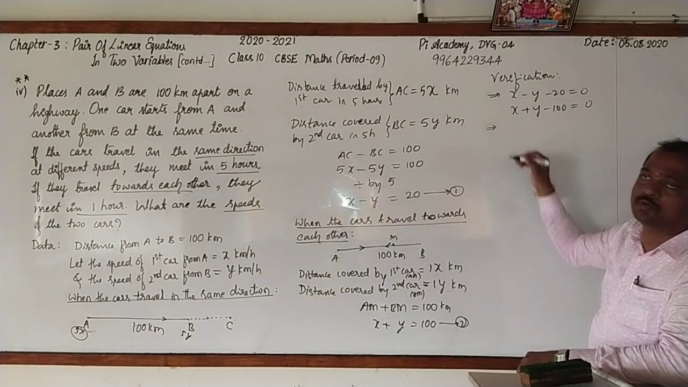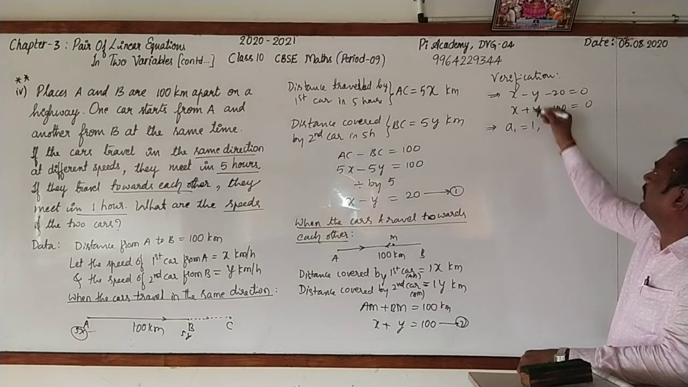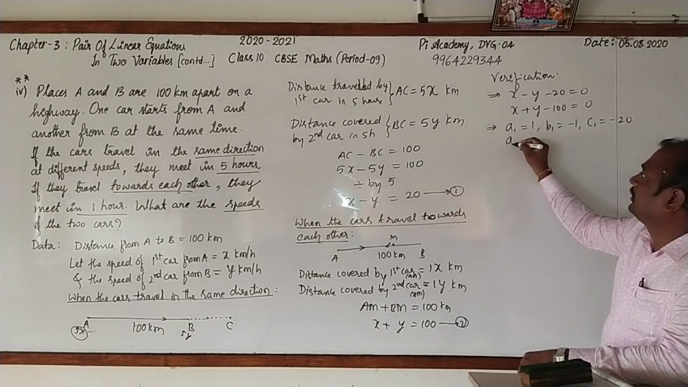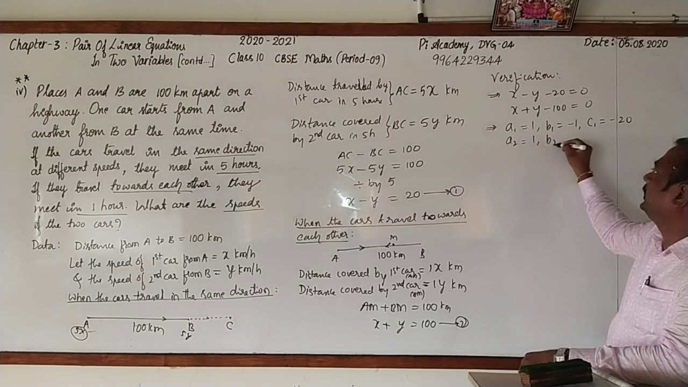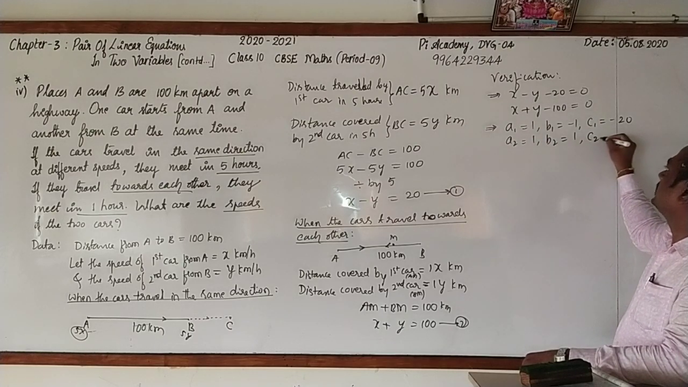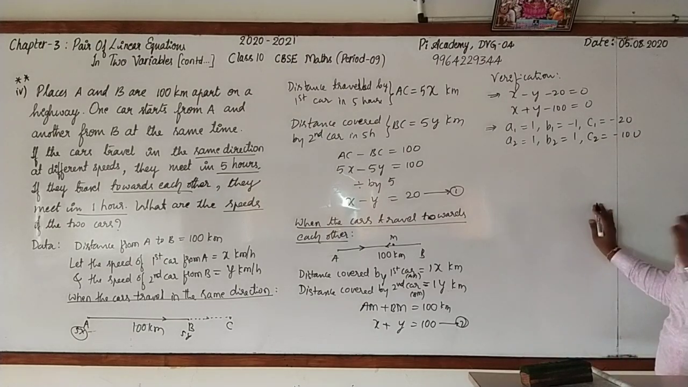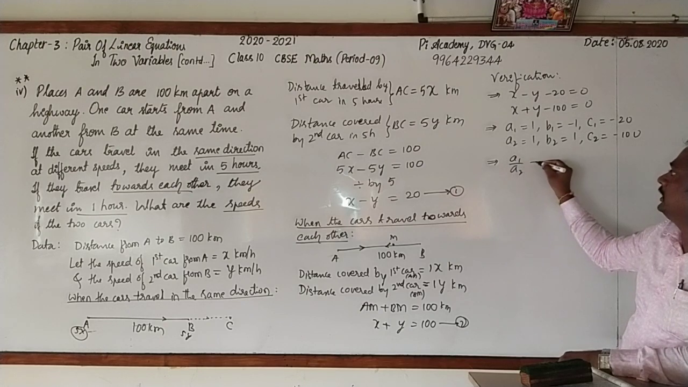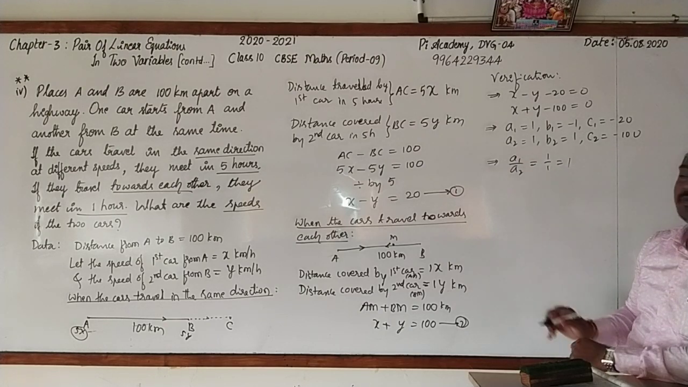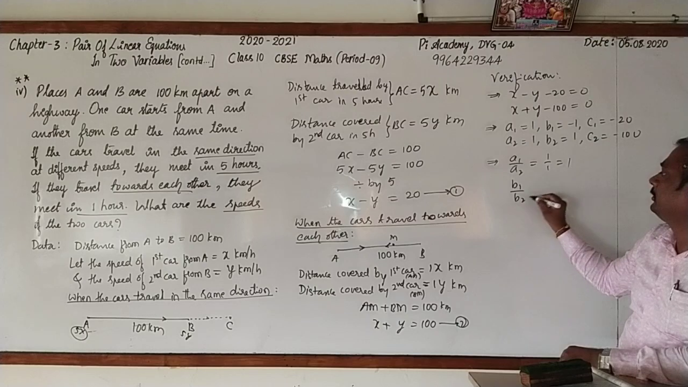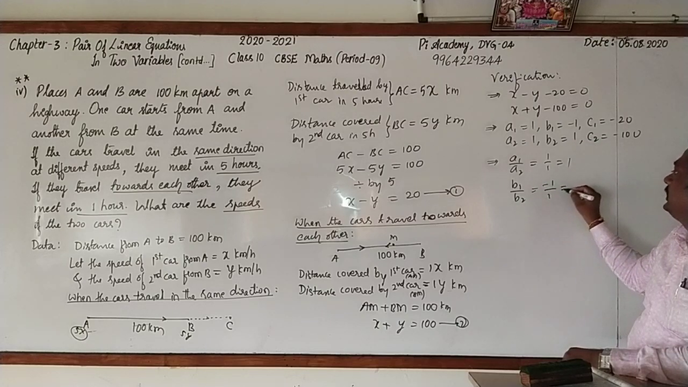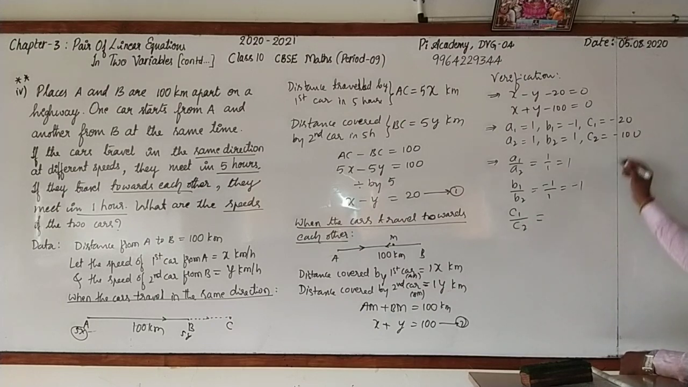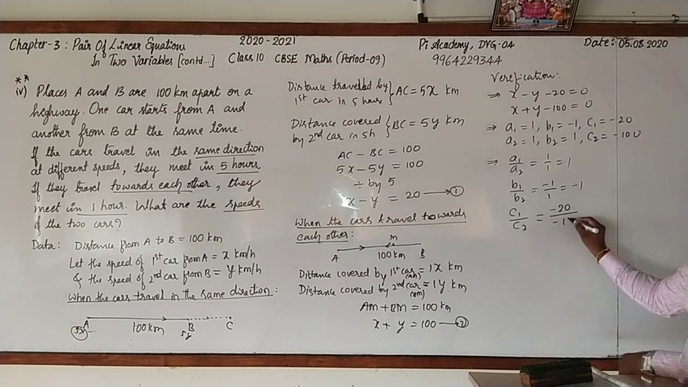Then write all the coefficients. a1 equal to 1, b1 equal to minus 1, c1 equal to minus 20. a2 equal to 1, b2 equal to 1 and c2 equal to minus 100. Then find all three ratios. a1 by a2 is 1 by 1, which is 1. b1 by b2 is minus 1 by 1, which is minus 1. Then c1 by c2 is minus 20 by minus 100.